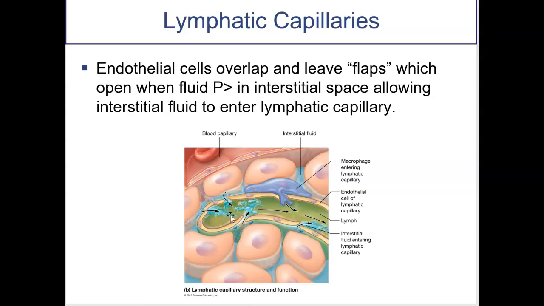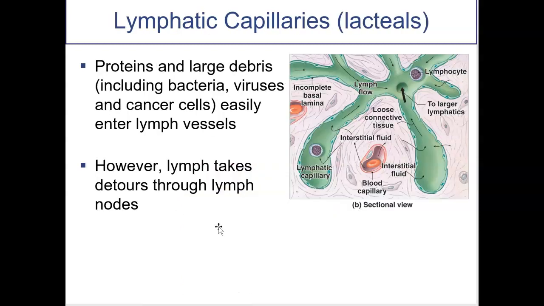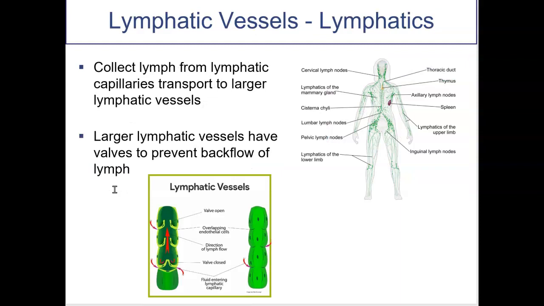Because they're so permeable, that's great because we want to pull back all that material that left. However, because they're permeable, big stuff gets in. So it can pick up proteins, debris, bacteria, viruses, even cancer cells. In fact, your lymphatics are one major way that cancer cells spread throughout the body. But the good thing is that this lymph is going to take detours through lymph nodes. And lymph nodes are going to filter and clean all that lymph. So we have the capillaries.